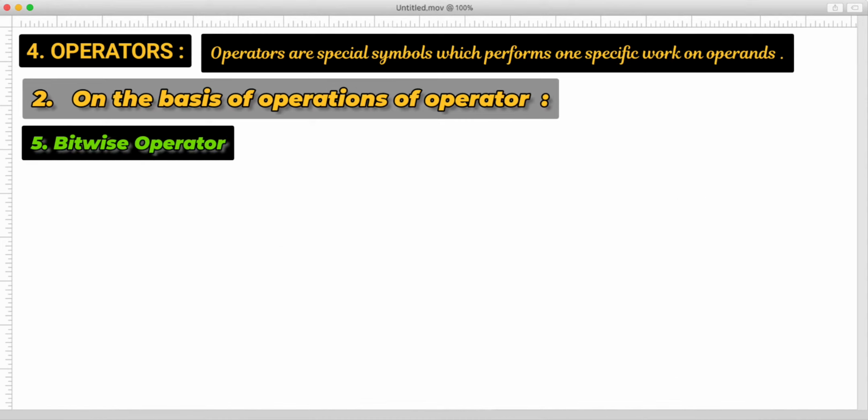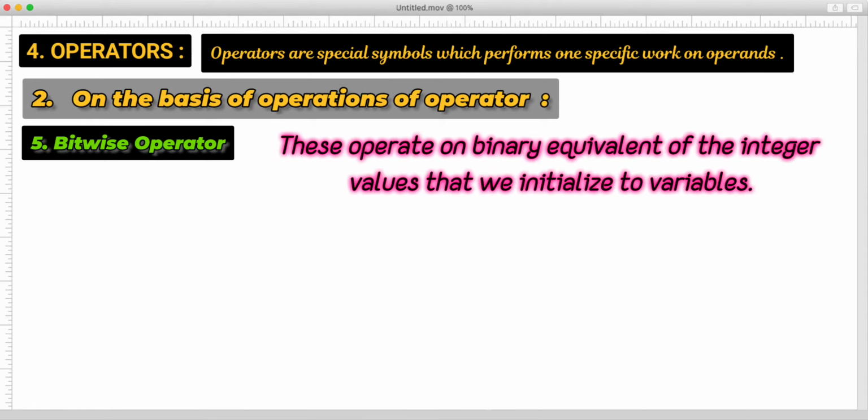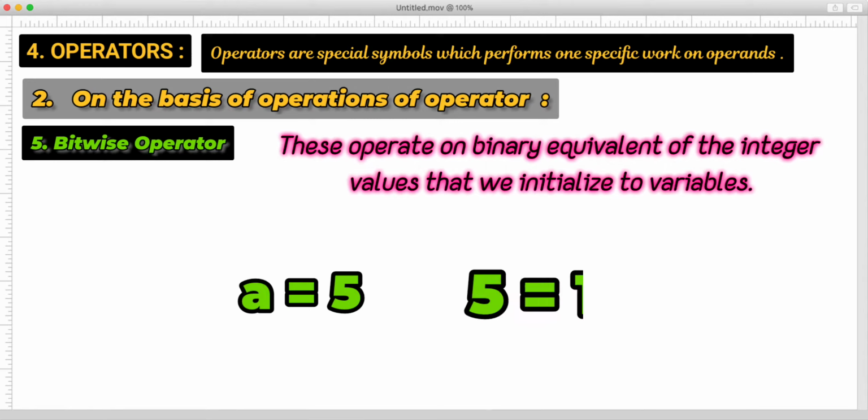Now here, as the name suggests, bitwise, so these operators mainly deal with bits. So what is a bit? Bit is short for binary digit. These operators work on the binary equivalent of the integers that we initialize to any variables. So suppose we initialize a variable a with 5, so here the binary equivalent of 5 is 101. Whenever we use bitwise operators, they will operate on the binary code of an integer.